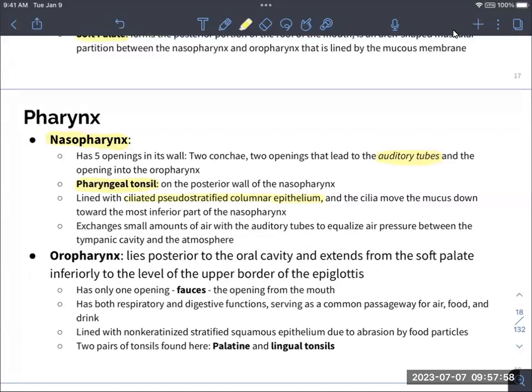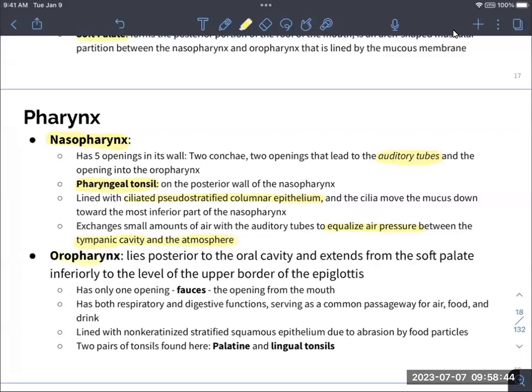Your auditory tubes usually remain closed, but every time you swallow, they open up slightly. And it's working to equalize air pressure in that middle ear, that tympanic cavity, and the atmosphere around it. If you've ever flown in a plane before and you feel the need to pop your ears, or if you're going in an elevator really high and you feel the need to pop your ears, this is what we're doing: we're opening up that auditory tube to exchange air to equalize the pressure in that middle ear with the outside.